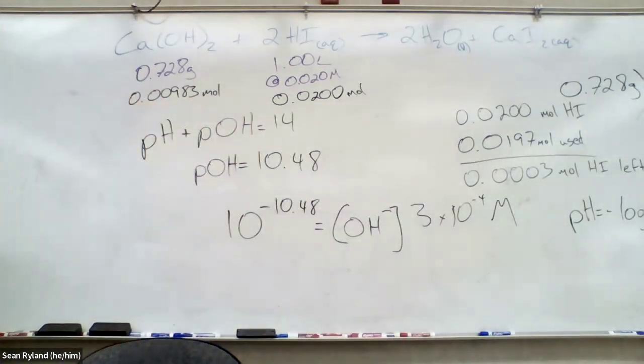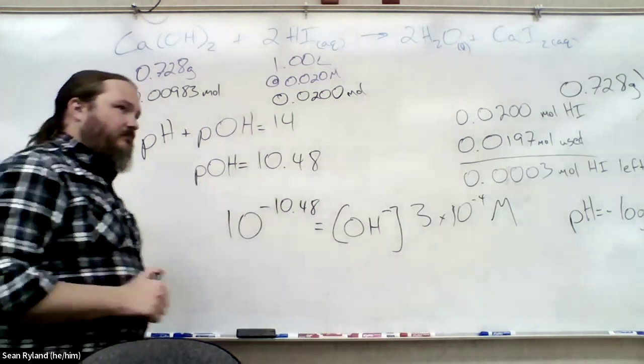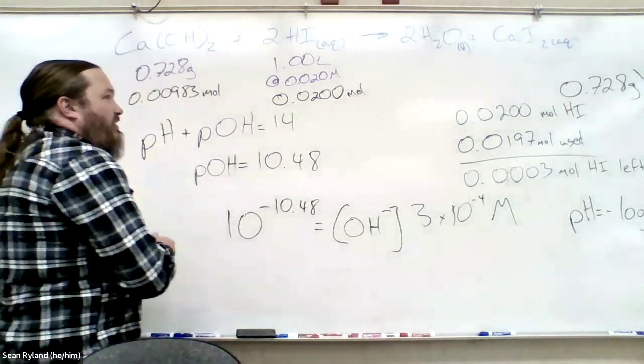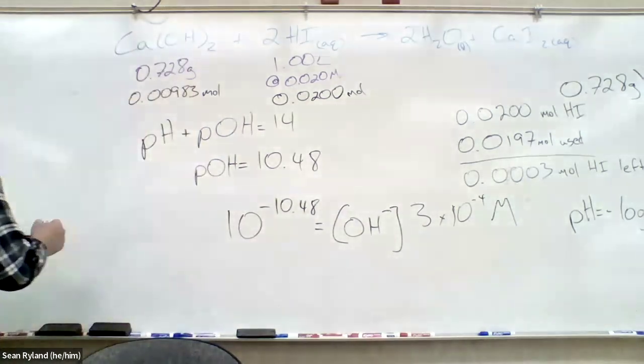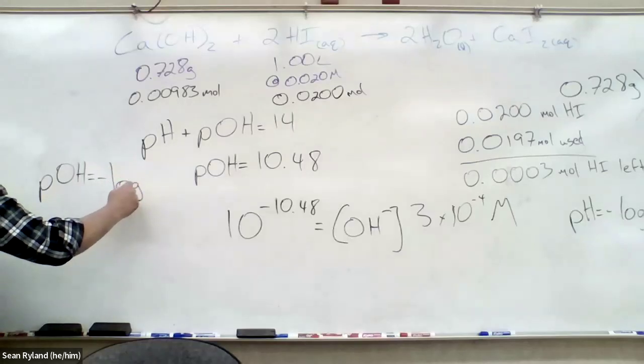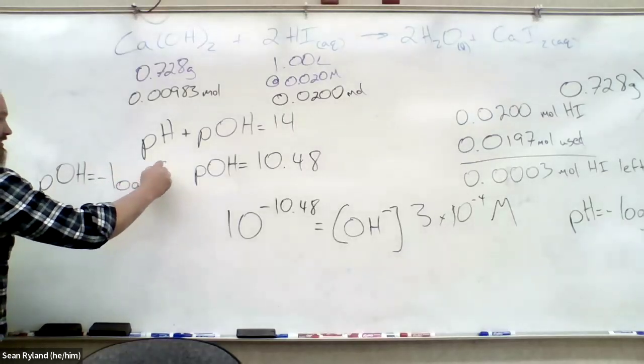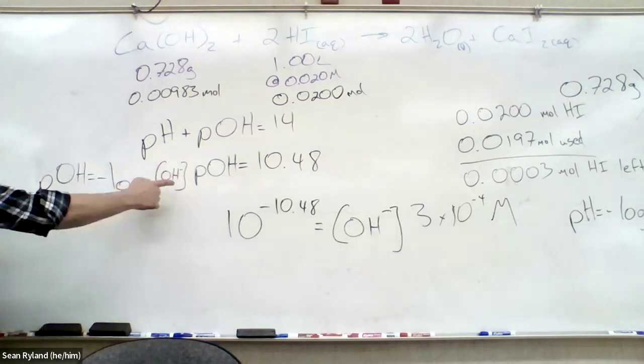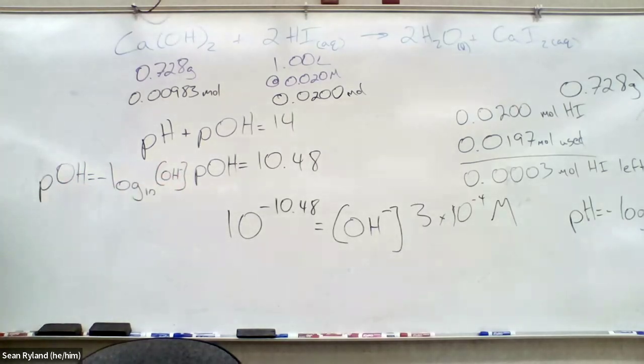So it should be something times 10 to the minus 11th. Philip, what's it, negative 10? Because remember our definition of pH and pOH has that negative in it. So pOH is defined as negative log base 10 of hydroxide concentration. So if we want to solve for hydroxide concentration, first thing we do is we move the negative sign over. And then we do 10 to the power of both sides.